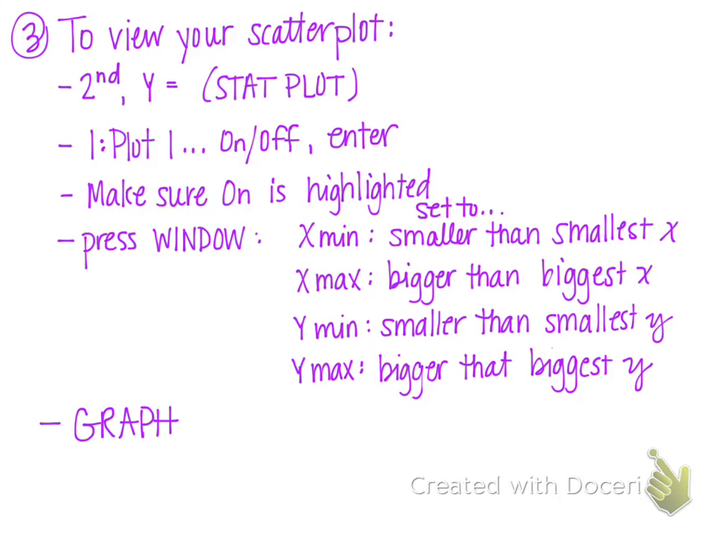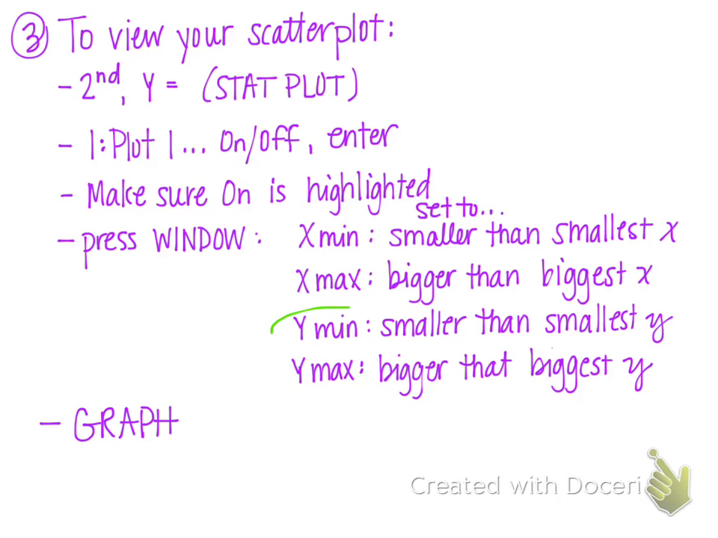Now, this seems tricky, but it's really not. So you go through your list of your X values and your list of your Y values. Go through the list of the X values. So for the X min, you're going to set that value to something that is smaller than your smallest X. So if your smallest X is 2, you could set it to 1. For the X max, you're going to set it to something that is bigger than the biggest X. So go through your X list, find the biggest X value, and then make it bigger. So if your biggest X was 80, you could make it 82.